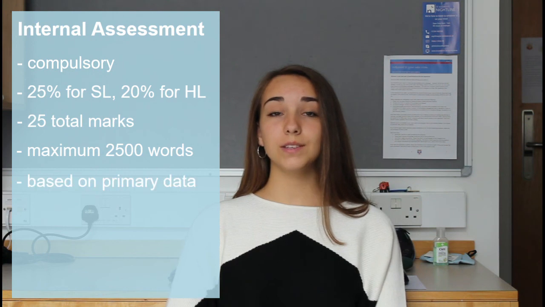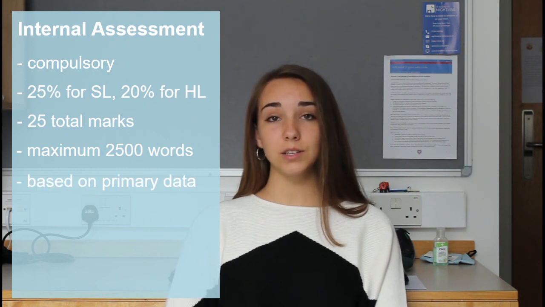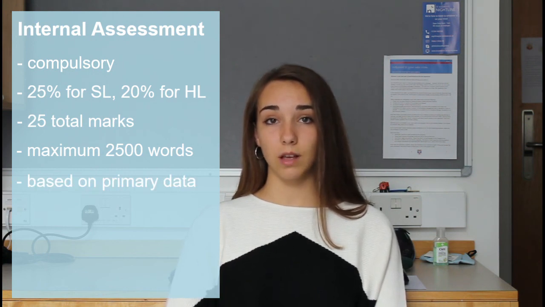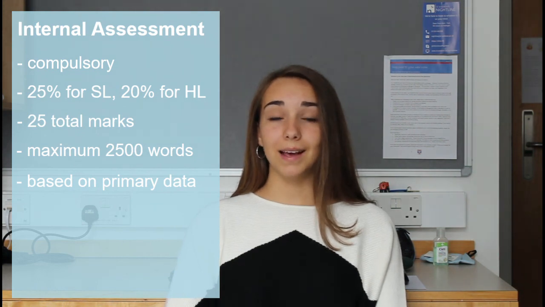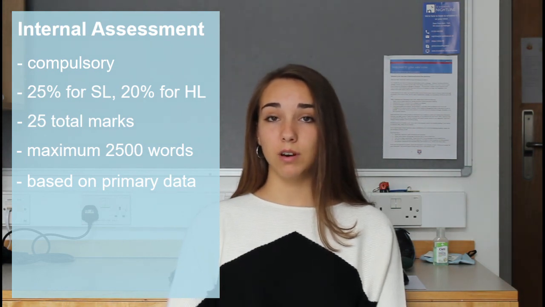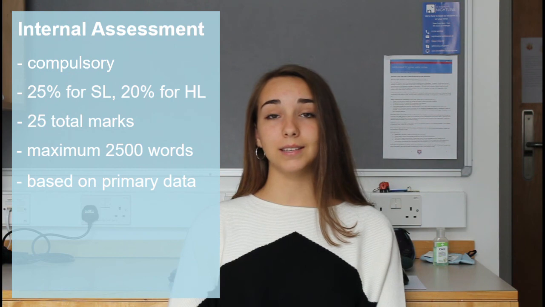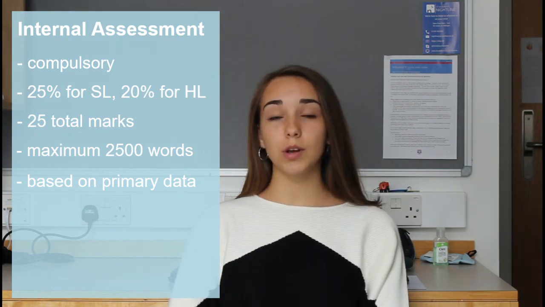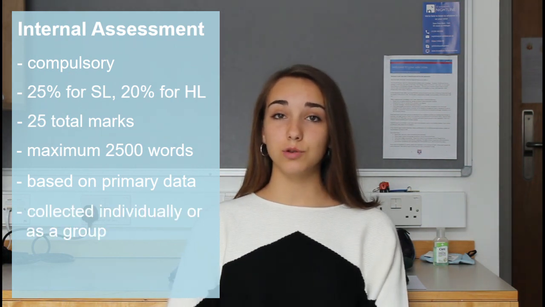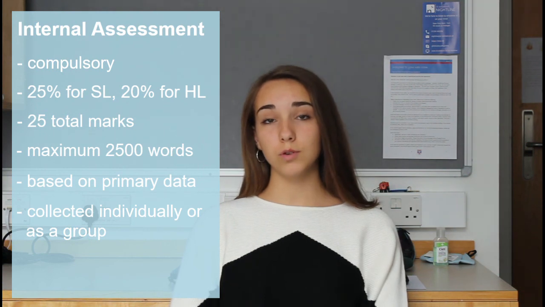The IA should be based on primary data. That means data that you will have directly collected yourself. For example, in my class, our IA was on option G, urban environments, so we went to collect data in East Berlin. The data that you collect for your IA can be completely individual, or it can also be done in groups or as a class.